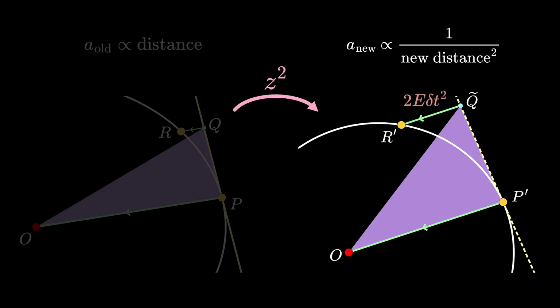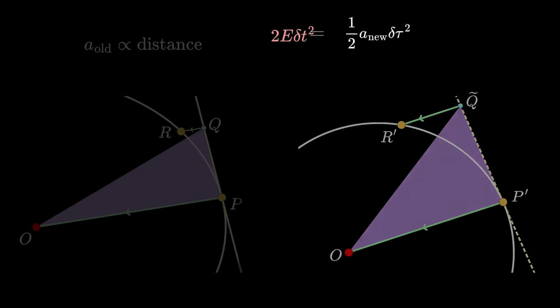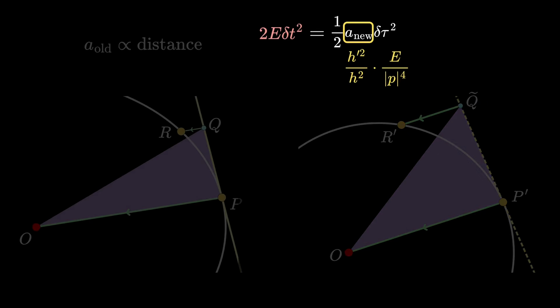In the squaring transformation, we've shown in the new setup that this bit is twice the energy times delta t squared. But this should be the second order deviation with the new acceleration and new time tau. We've computed the new acceleration before, so we can substitute that into the equation, which yields a relationship between old time t and new time tau. And that's why we adopt this specific kind of reparameterization.